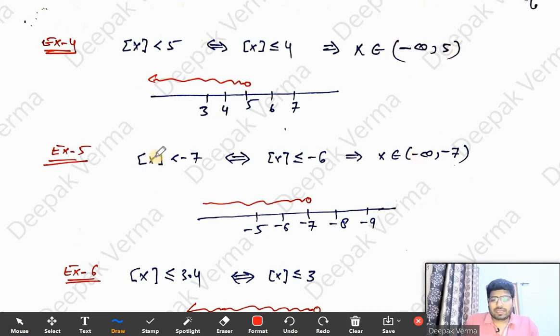Got it? If we have box x less than minus 7, so box means integer, and an integer less than minus 7 means the integer just less than minus 7, which is minus 8. Sorry, just less than minus 7 is minus 6. So we can write box x less than or equal to minus 6. We need all the integers less than minus 7, meaning minus 6, minus 5, then minus 4, minus 6, minus 5. What are we writing?